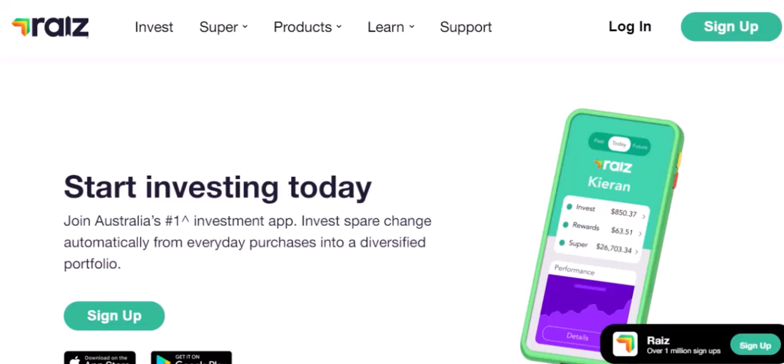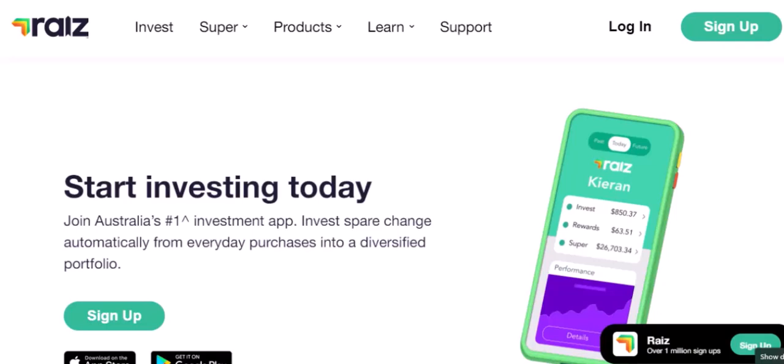Imagine you're starting your investment journey. You've done your research, you've decided on a strategy, and you're ready to take the plunge. But then you come across Raiz, a popular investment platform that promises to make investing easy and accessible. But there's one thing that might give you pause: the fees.